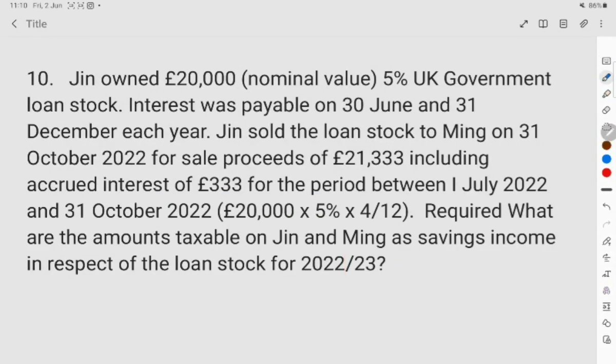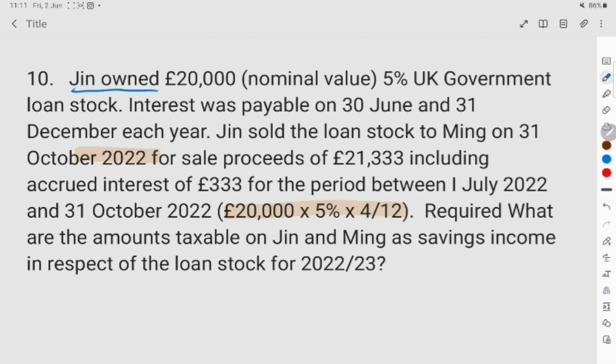So next question is, Jin owned 20,000 nominal value 5% UK government loan stock. Interest was payable on 30th June and 31st December each year. Jin sold the loan stock to Ming on 31st October 2022 for the sale proceeds of 21,333, including accrued interest of 333 for the period between 1st July 2022 and 31st October 2022. So this is how this has been calculated. Required, what are the amounts taxable on Jin and Ming as savings income in respect of the loan stock for 22-23.